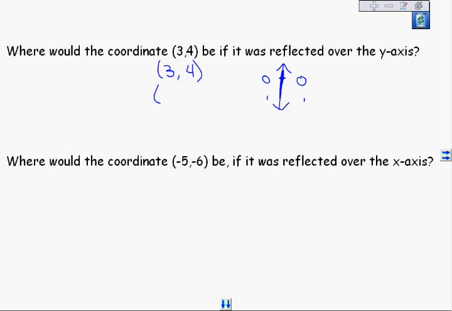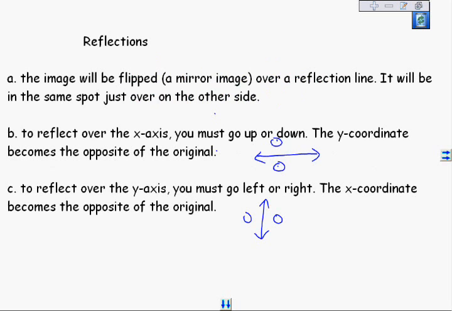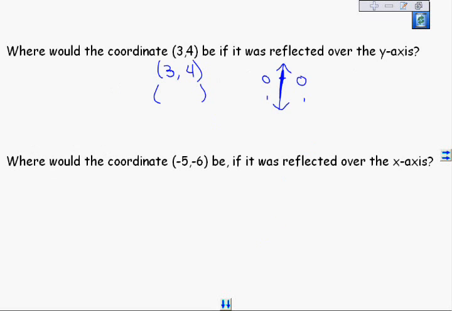So we need to change the x. So, to flip it over, we said it was going to be in the same spot, just on the other side. What coordinates with 3? Same distance from 0. -3. So that's where your new coordinate would be, -3, 4. It would flip over here to the -3, and it'd be at 4.